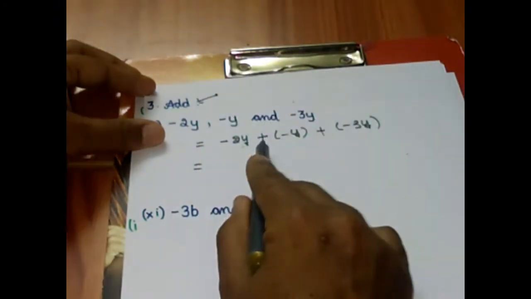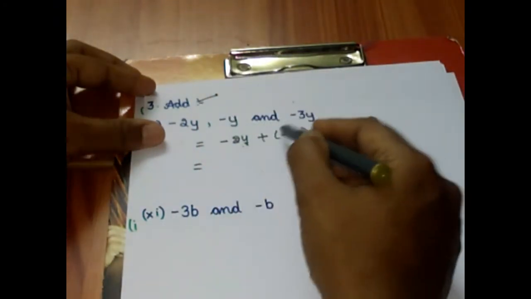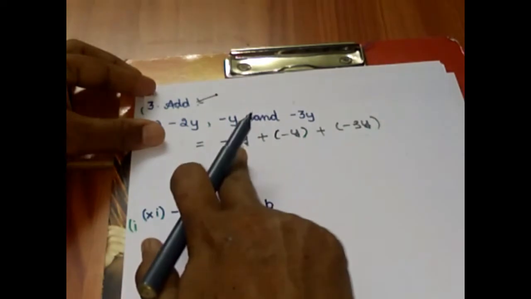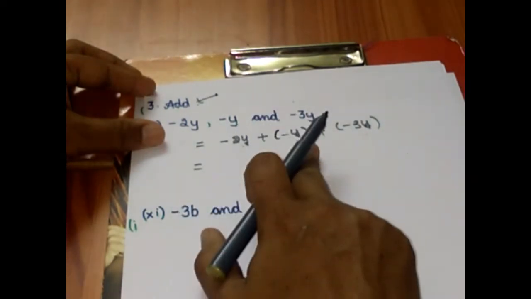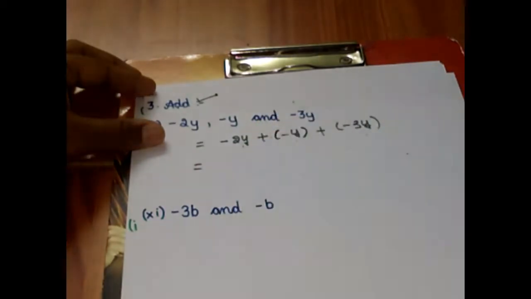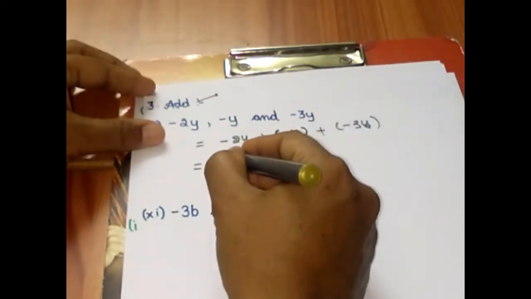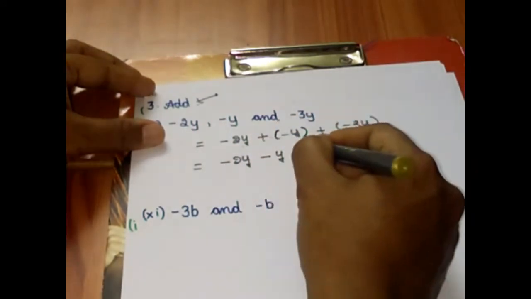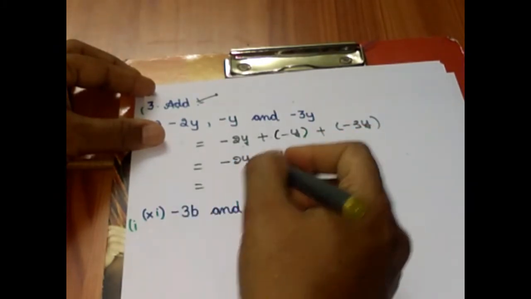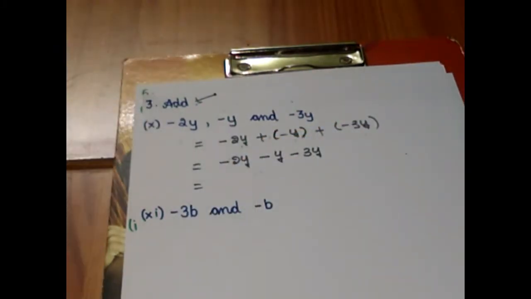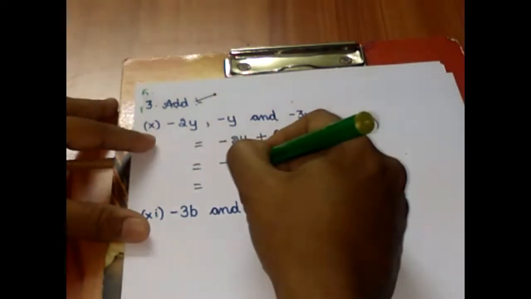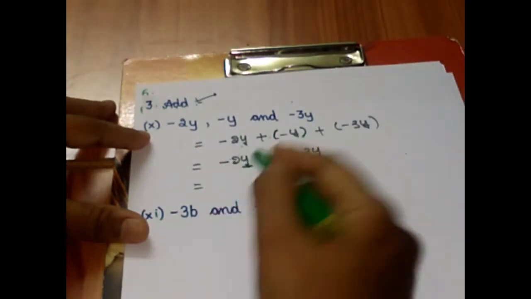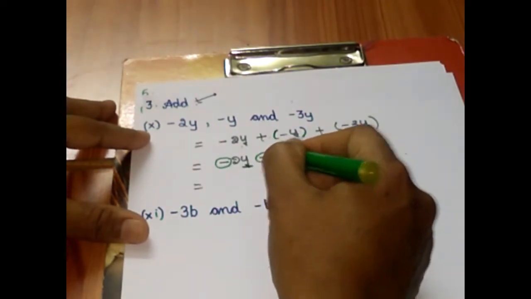Whenever there is a chance to get two signs at a time, we group them with a bracket. But how do we read this? Minus 2y plus of minus y. We read 'of' as multiplication. Open the bracket now: minus 2y, plus into minus is minus y, plus into minus is minus 3y. If you notice the coefficients, are they the same or not? Algebraic coefficients y, y, y. Of course they are the same. And observe carefully, all three terms have the minus sign.